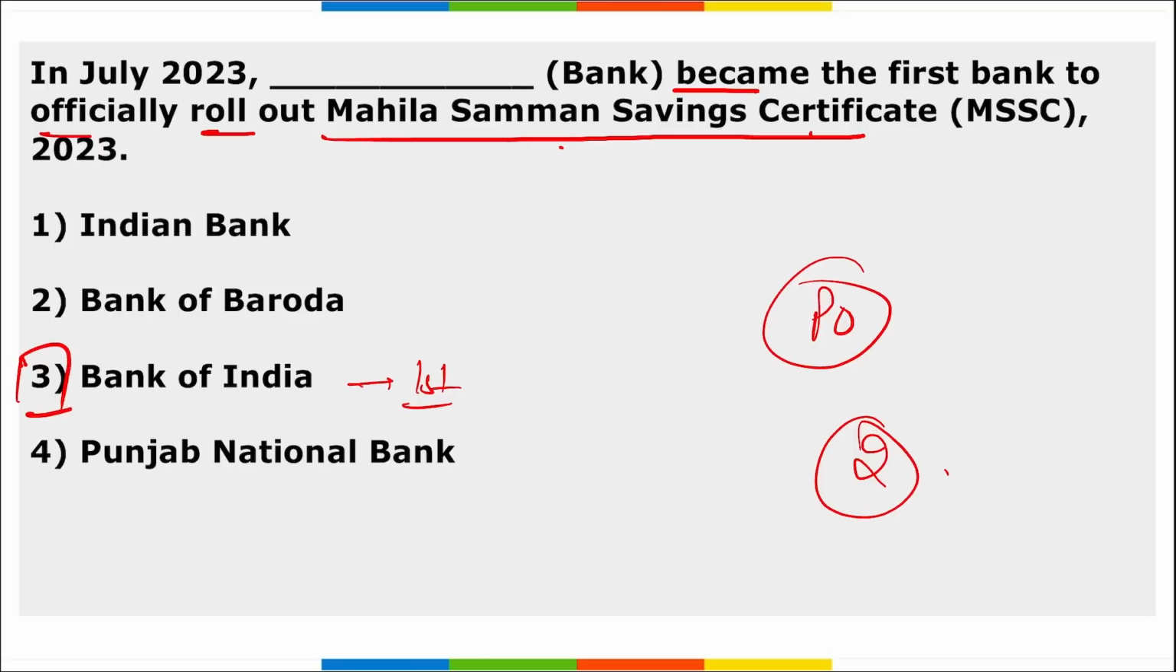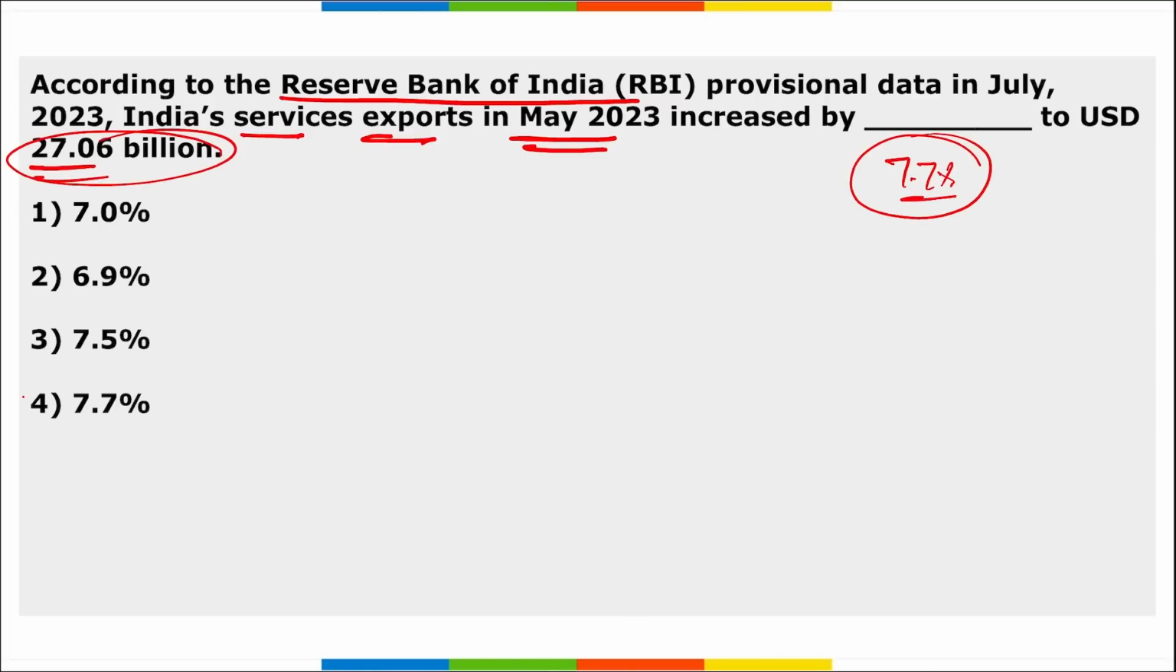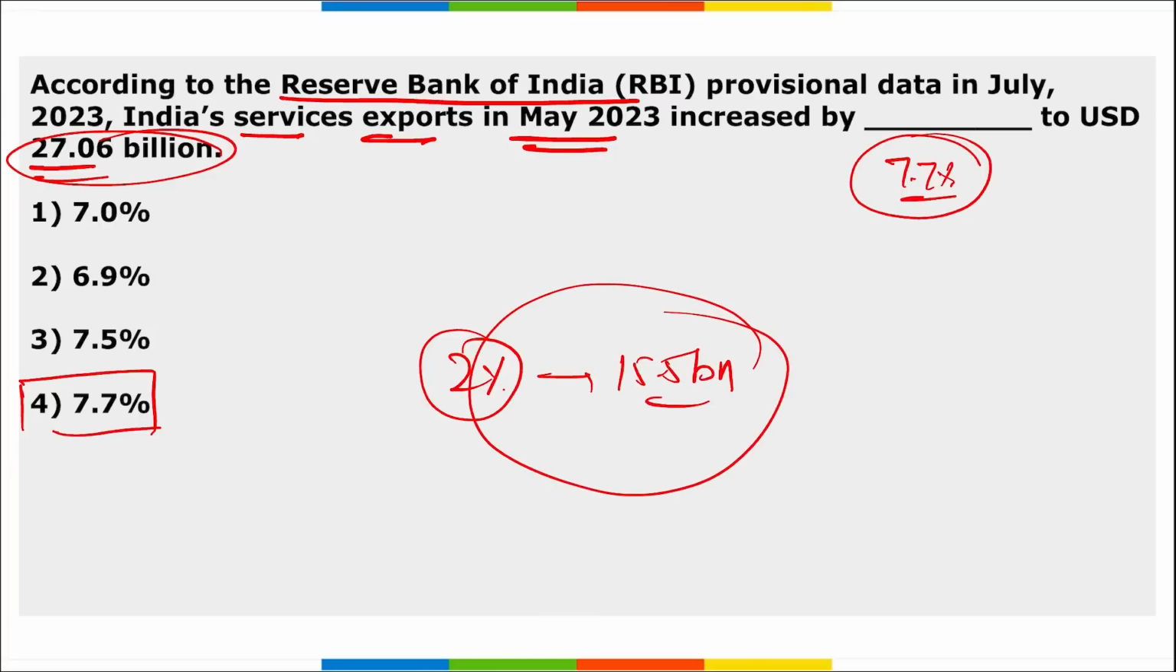Right, it is a one-time small savings scheme that is backed by central government and it is available for 2 years. Next, according to RBI provisional data in July, India's service export in May 2023 increased by 7.7% to $27.06 billion. So correct option here becomes option 4th. Right, here we see that we saw an increase in import of 2% to $15.5 billion. The government's initial estimate released in June indicated that the services exported amounted to $25.3 billion, correct, while the service import was of $13.53 billion.